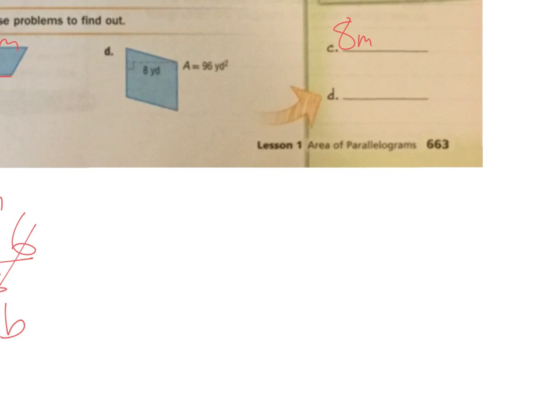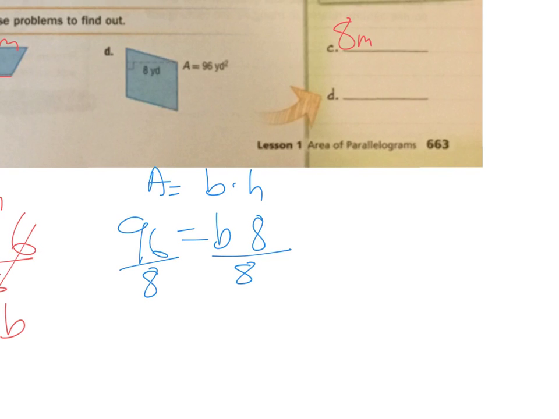Okay, 8 meters. Now, let's look at this next one over here. D. Again, area equals base times height. What do I know here? I know my area, 96 equals, do I know my base? No, but I know my height. My height is 8 yards. Okay, so it's 96 equals B times 8. I want to get this B all by itself, so I'm going to get rid of the 8 on each side. That becomes just B. 96 divided by 8 equals 12. And we're talking about yards. So it's 12 yards.